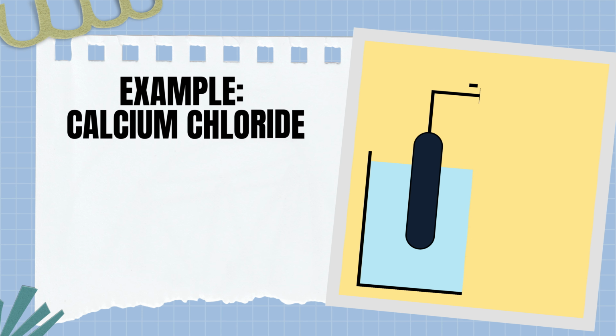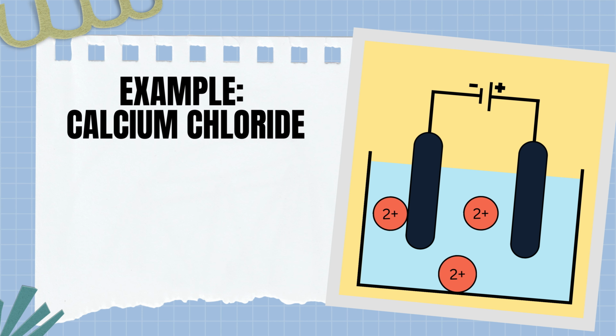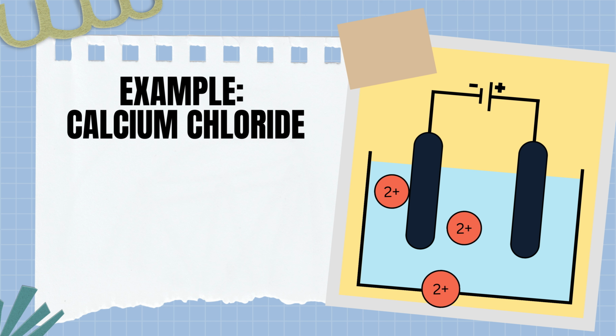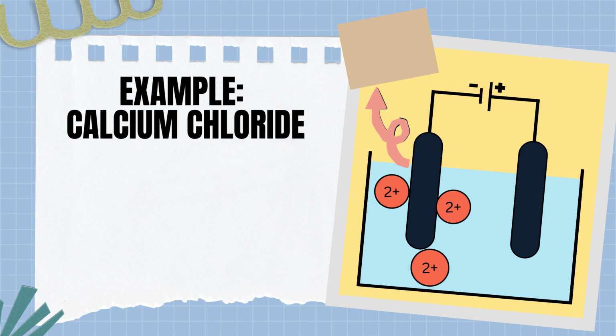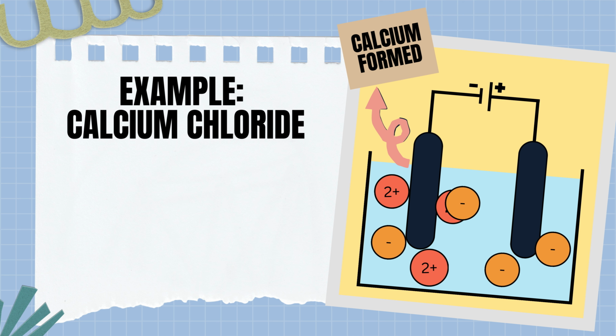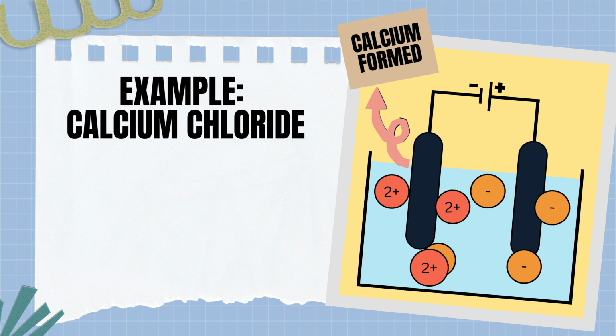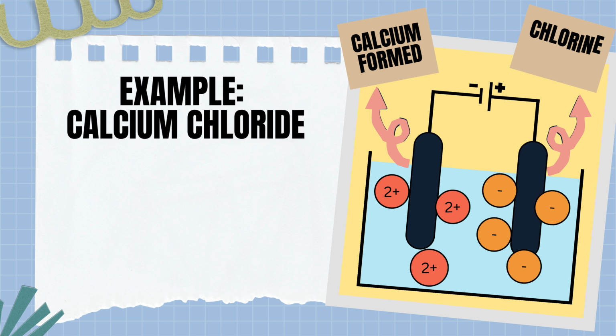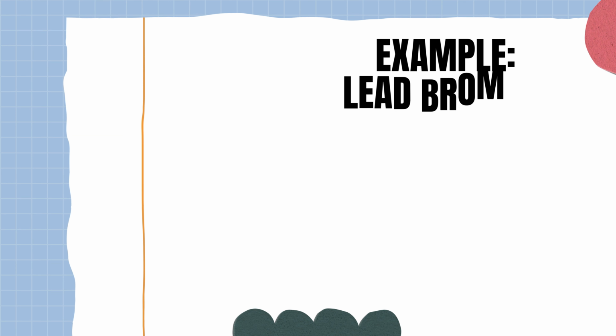There are two examples of electrolysis. The first example is calcium chloride. Positively charged calcium ions having charge 2+ move to the negative electrode where they gain electrons to form calcium atoms. Negatively charged chloride ions 1- move to the positive electrode where they lose electrons, become atoms and pair up to form chlorine molecules.